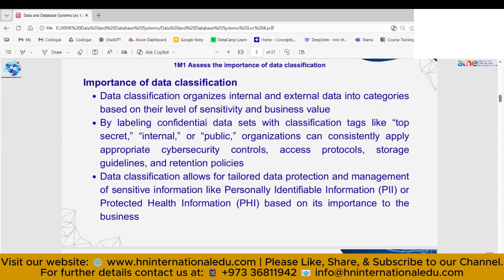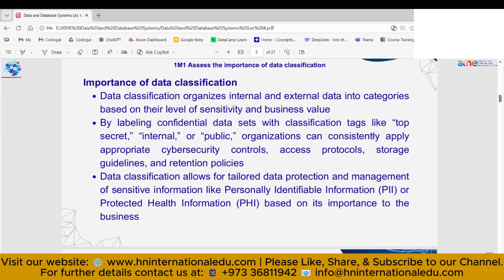So by labeling confidential data sets with classification tags like top secret, internal, or public, that means, if you watch movies, for example, you might have heard or seen the words top secret written on files, especially in the movies. So what does this mean? That means it's not to be seen by everyone. It's top secret, so only a handful of people can access that. And internal or public, all of these are also classification tags.